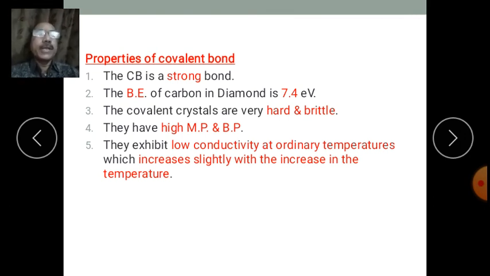So thus we come to the end of the session. In this session, we have seen what is meant by ionic bond and covalent bond, how these bonds are formed, examples of these bonds, and some properties exhibited by the crystals formed by such bonds. In the next session, we will study what is meant by metallic bond, hydrogen bond, and van der Waals bond.